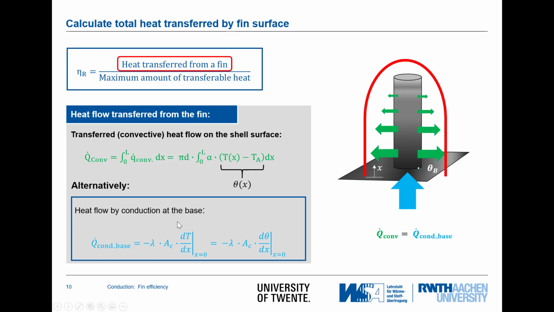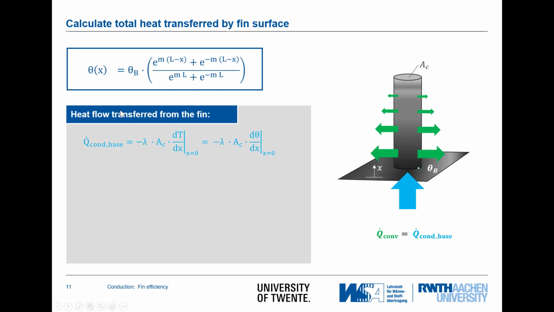And this is much easier to calculate because we know from Fourier's law that the heat that is conducted through the base is equal to minus lambda times the cross-sectional area times the temperature gradient at the location x equal to 0. Because the temperature gradient at x equal to 0 is equal to the gradient of the reference temperature theta, d theta dx, we can also use this expression, and this requires just to differentiate our temperature profile by x.